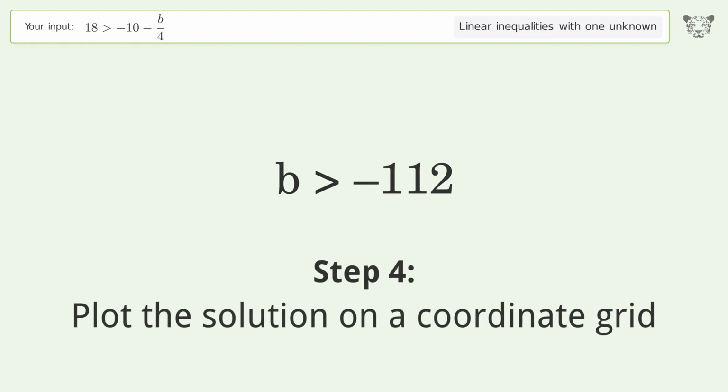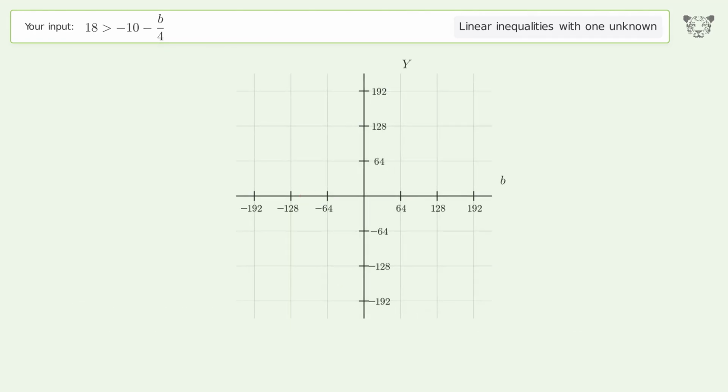Plot the solution on a coordinate grid. And so the final result is b greater than negative 112.